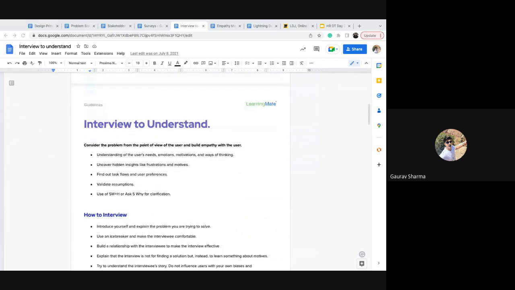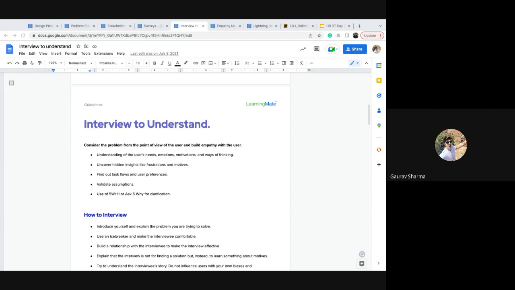All right. All right, so we call it interview to understand rather than just interview because it's not an interview, but it's a process where we try and understand what the real deal is. So considering a problem from a point of view of a user and build empathy with the user is where interviews are used. It helps us understand the user's need, emotions, motivations, and the ways of thinking.